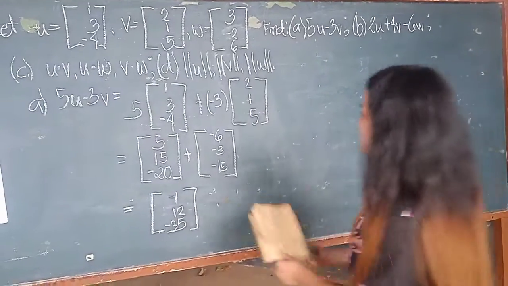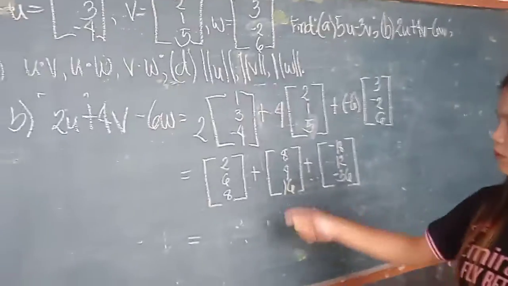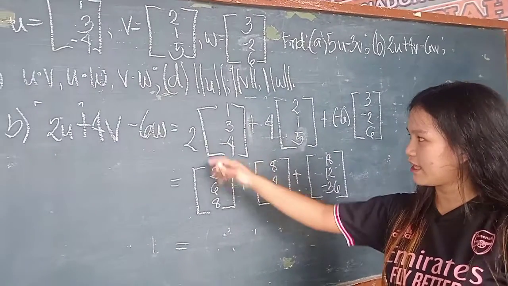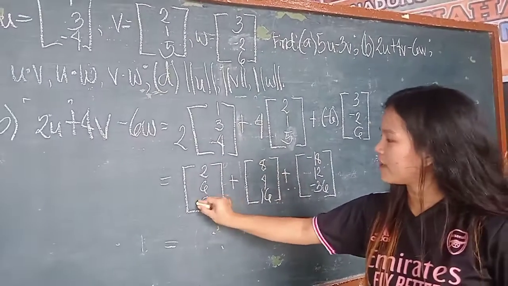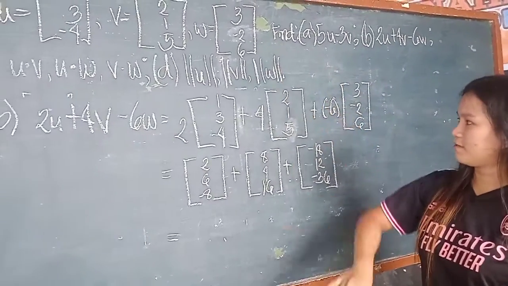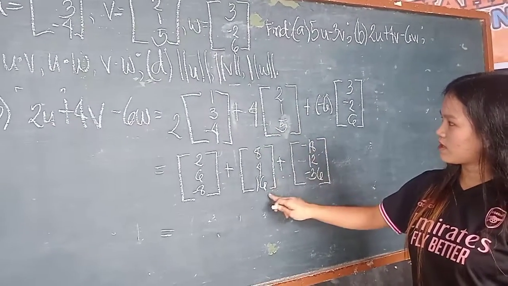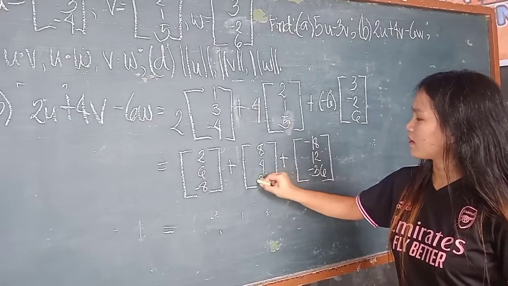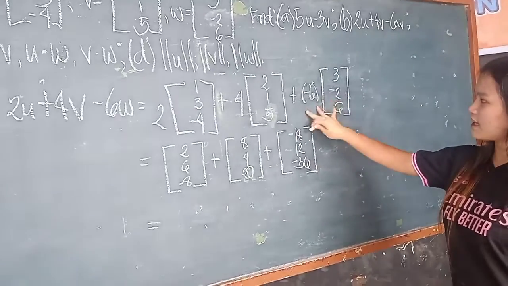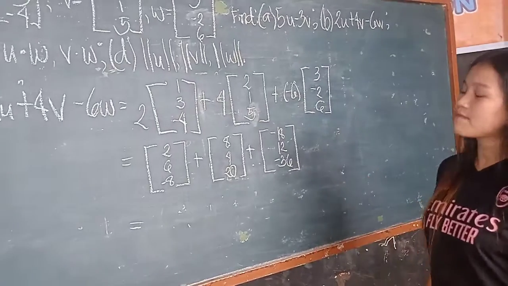Let's proceed to letter B: 2u plus 4b minus 6w. I multiply the value of u by 2, so it becomes 2, 6, 10. Then 4 multiplied by the value of b, 2, 1, 5, gives 8, 4, and 4 times 5 equals 20. Then negative 6 times 3 equals negative 18, negative 6 times negative 2 is positive 12, and negative 6 times 6 is negative 36.